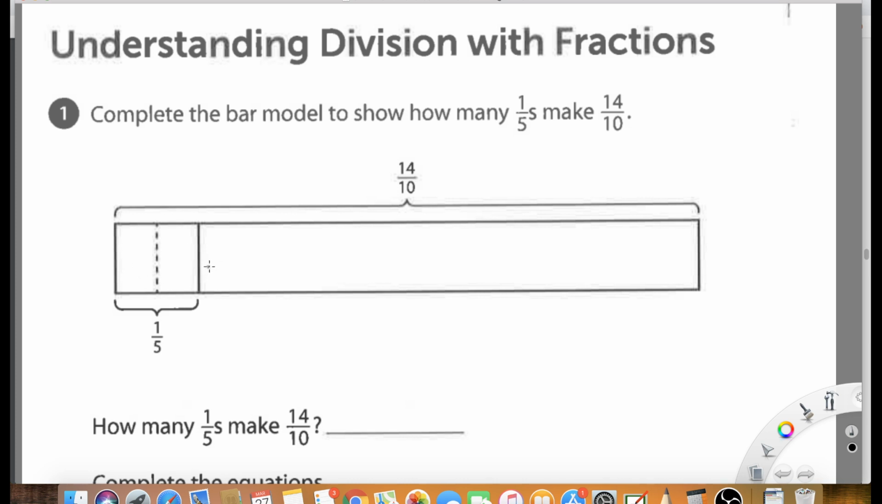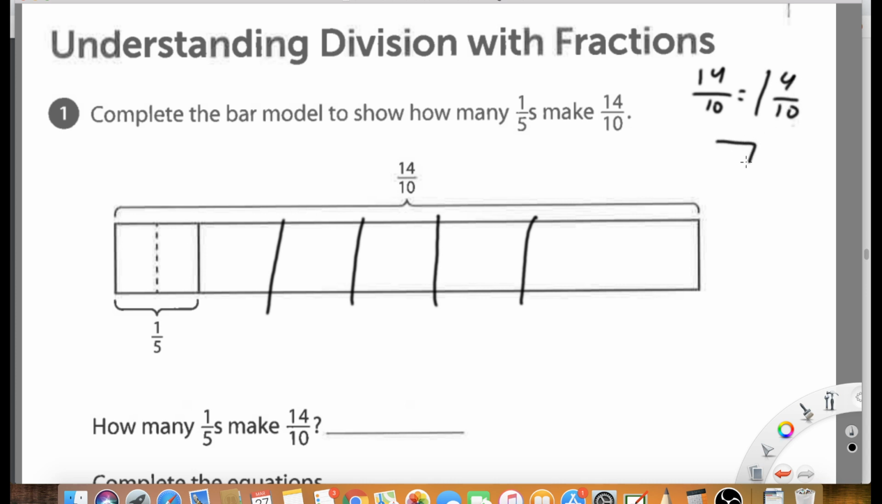Now the thing is here that when we make our fifths, we're going to get to a point where we make 1/5, 2/5, 3/5. So it'll be like 1, 2, 3, 4, and then 5, and you have some space left. That's because it's 14 tenths. 14 tenths equals 1 and 4 tenths.